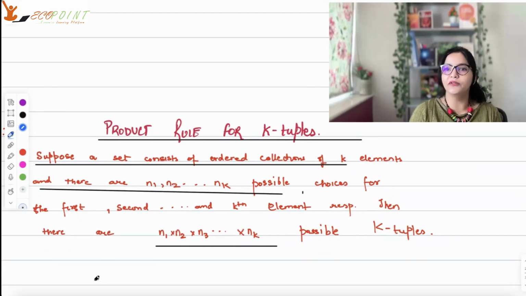So the product rule for k-tuples, not just two-tuples, the ordered pairs, but for k-tuples: suppose a set consists of ordered collections of k elements and there are n1, n2 till nk possible choices for the first, second, and so on, kth element respectively. Then there are n1 multiplied by n2 multiplied by n3, and so on, till nk possible k-tuples.